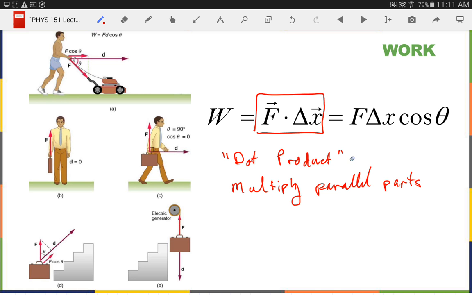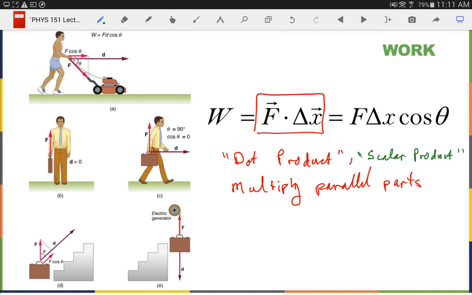A dot product is also called, and I'll change colors for this so we see it standing out, a scalar product, because it's a way of multiplying two vectors to get a scalar answer. So work is a scalar. It has no direction to it. Force was a vector. The displacement is a vector, but the work is a scalar.